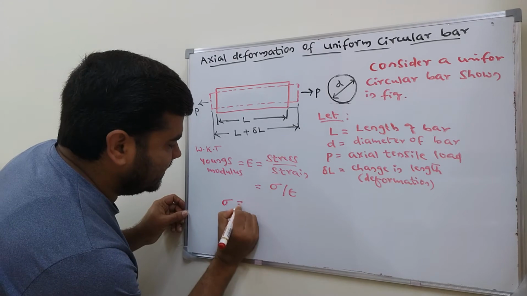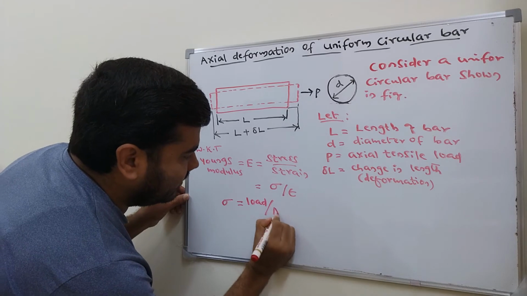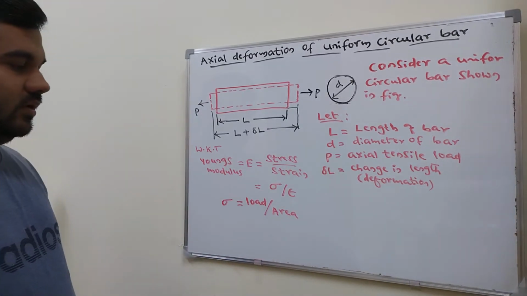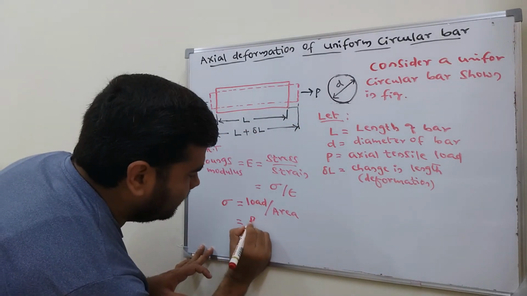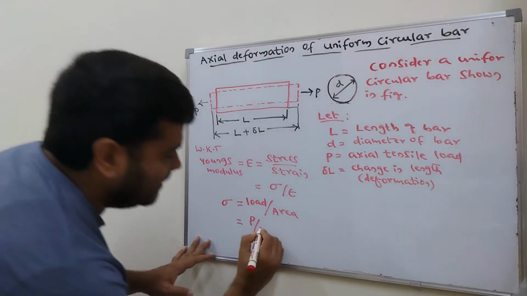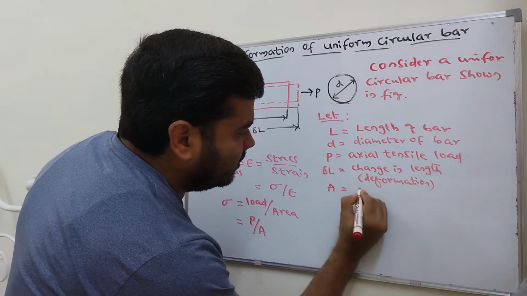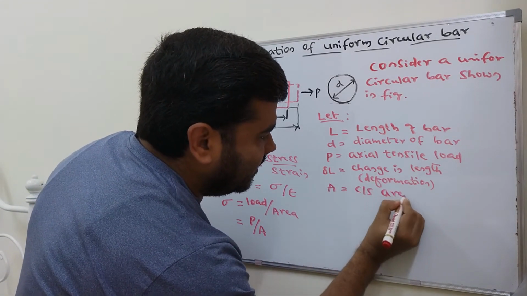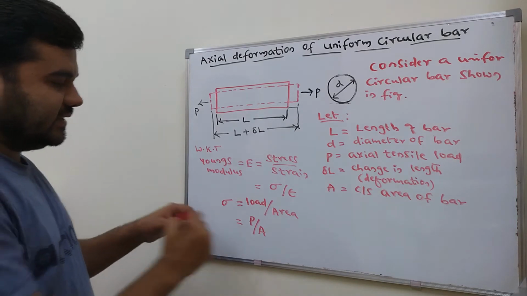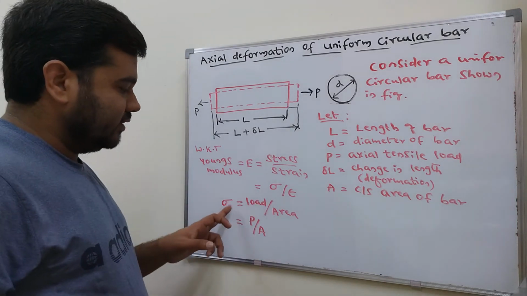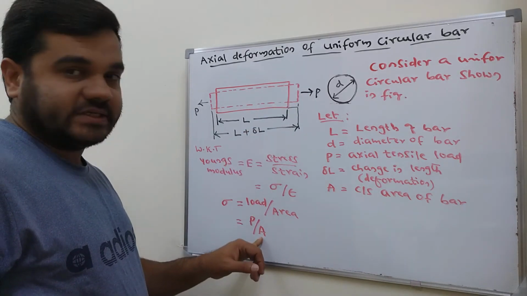Stress equal to load by area. We know that load divided by area. Load applied is P. The area I am just giving as A, that is cross sectional area. Here I will write A equal to cross sectional area of the bar. Now stress equal to load divided by area, that is Newton per mm square. Load is P applied here, A is cross sectional area.